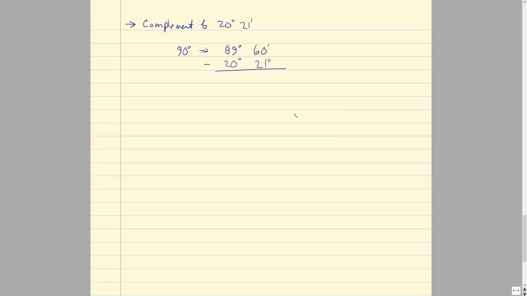So if we look at our 89 minus 20 here, that would leave us with 69 degrees. And then 60 minus 21 would be 39 minutes. This should be a minute mark. So 69 degrees, 39 minutes would be the complement. So we kind of look at that as just taking 90 degrees and rewriting it in degrees and minutes. Let's go ahead and find the supplement.